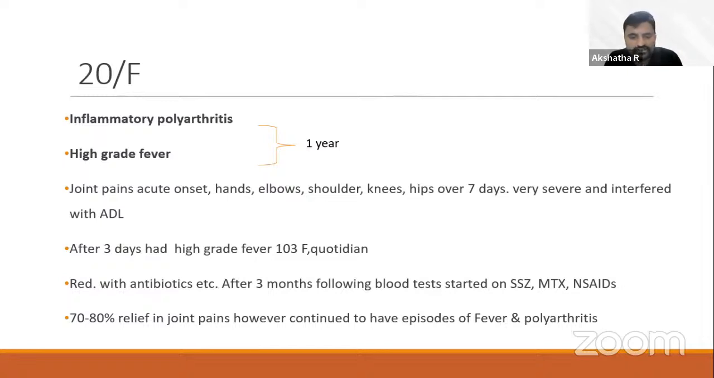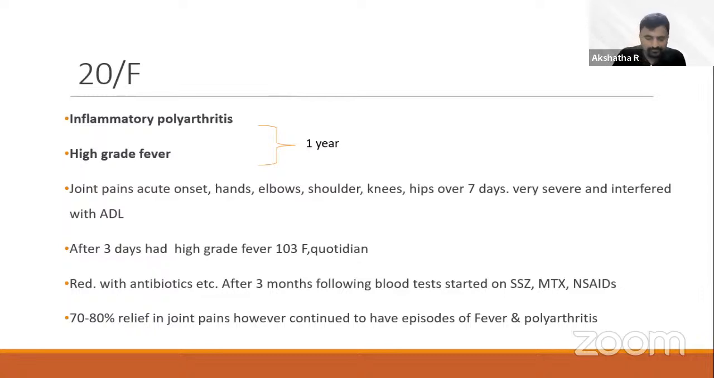However, after 3 months, following blood tests, she was treated as possible inflammatory rheumatoid arthritis by an outside practitioner, and she was prescribed various medications including sulfasalazine and methotrexate. With this, she had some 70 to 80% relief of joint pains. However, she continued to have episodes of fever and polyarthritis.